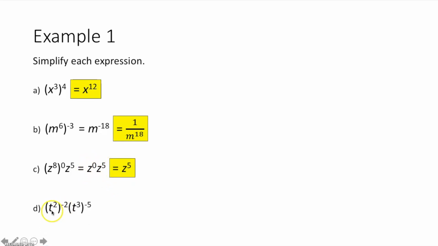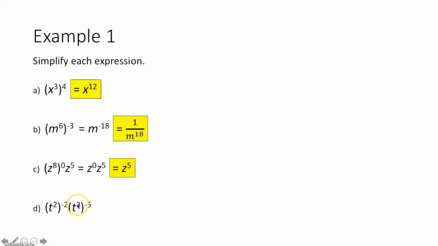For part D, we have t squared all raised to the negative 2nd power times t to the 3rd all raised to the negative 5th power. So we're going to take care of these exponents first, and then we'll multiply the t's together. So t squared all raised to the negative 2nd power. What's 2 times negative 2? That's going to be t to the negative 4th over here.